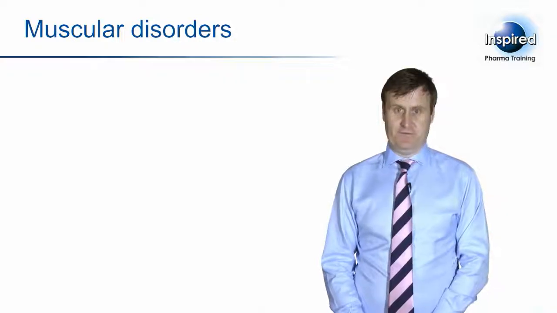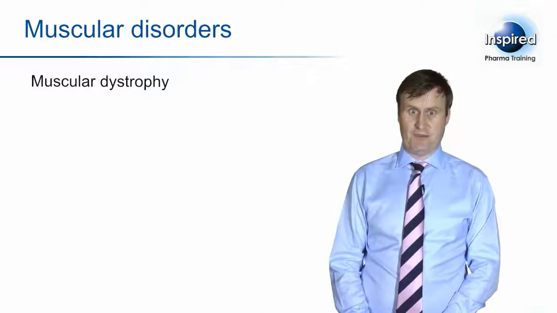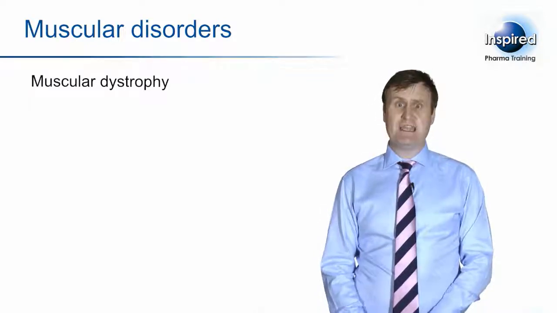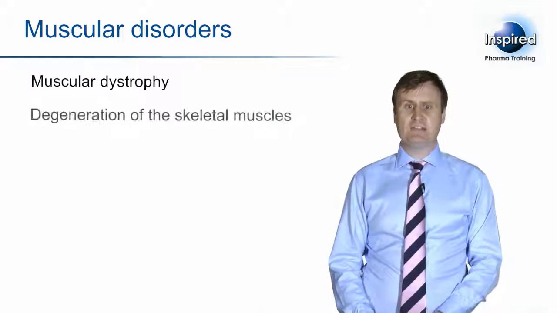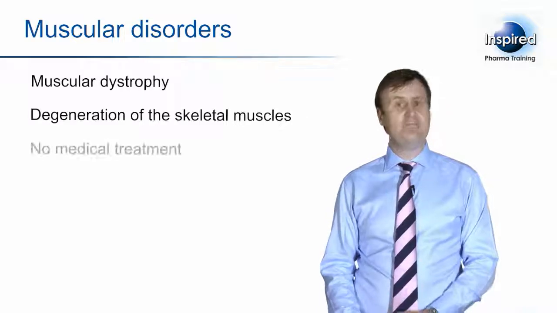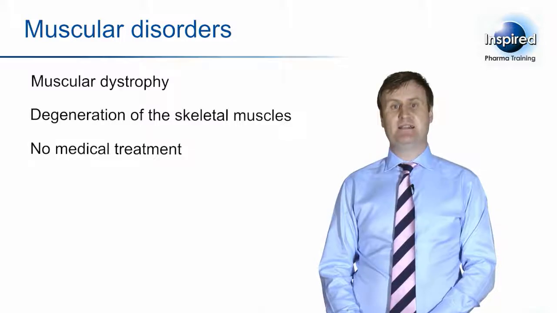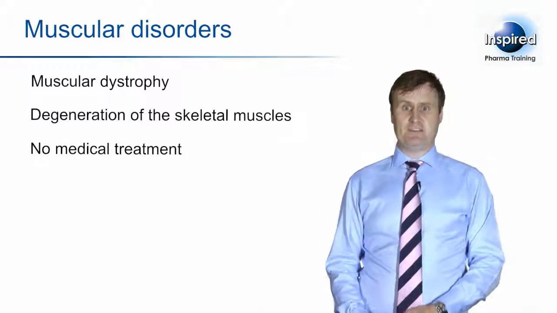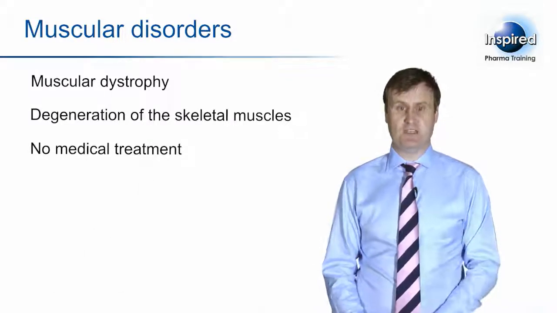The most common form of muscle disorder is muscular dystrophy. Muscular dystrophy is a term that describes a group of inherited disorders which leads to progressive degeneration of the skeletal muscles. There is no medical treatment to date. The best that can be done is by easing the symptoms when they occur by the use of physiotherapy and supporting devices such as wheelchairs.